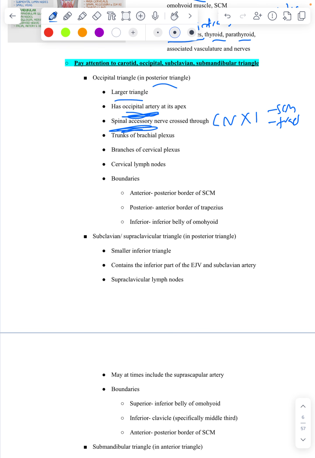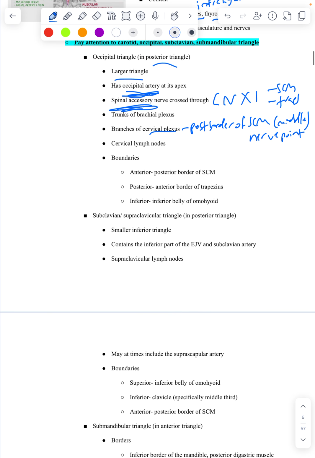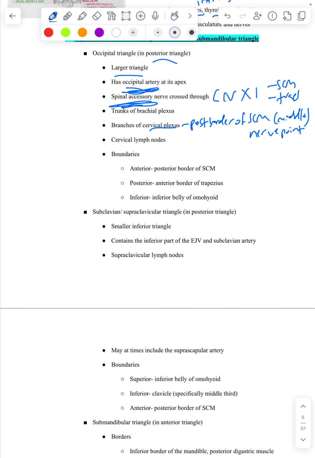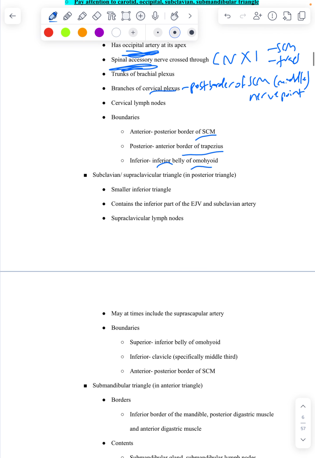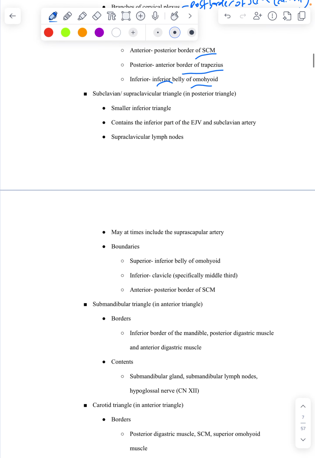You have trunks of the brachial plexus and branches of the cervical plexus that run there. And we know this because remember we said the posterior border of SCM, around the middle, is where you have that nerve point, which has to do with your cervical plexus, which we'll also see. Cervical lymph nodes, and then we know the boundaries. So SCM, traps, inferior belly of omohyoid. Subclavian triangle, we know the boundaries as well.